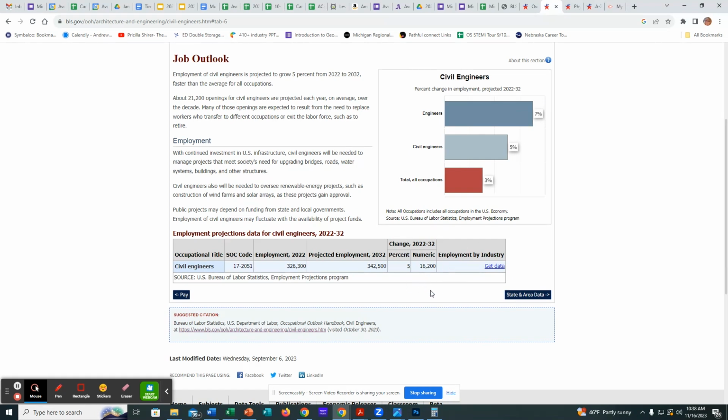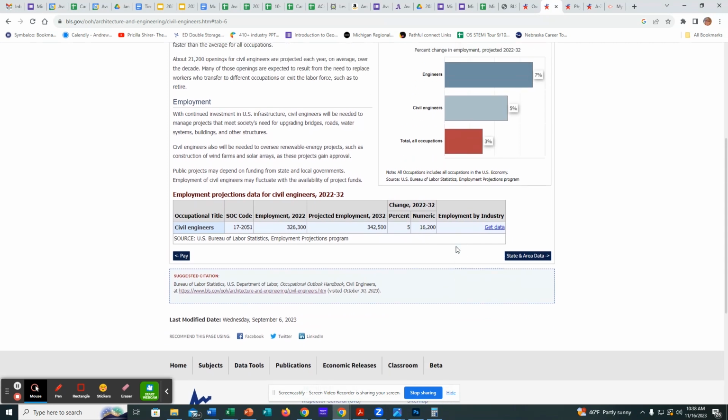This is important because it might have a high growth rate percentage-wise, but when you look at the numbers, it's really small. Okay, so you want to look at the numbers as well. So this tells you that 16,200 positions for civil engineer will be created over the next 10 years. So there's going to be that many job openings in 10 years. 16,000 is kind of a lot.